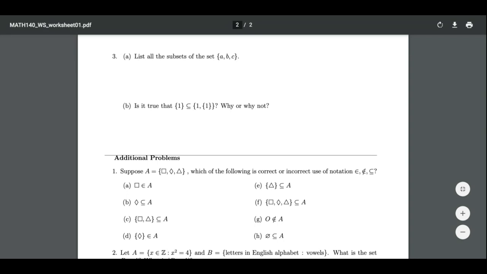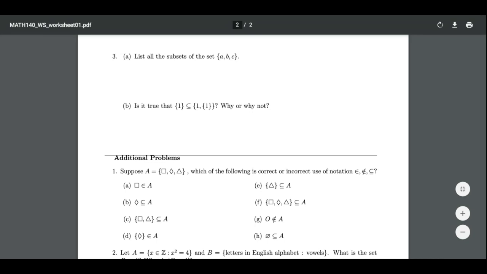Okay, looks great, but also make sure we use the right notation. Okay, remember how many subsets we should have? We should have 2 raised to 3, right? Because this set has 3 elements. So the size of this set is 3, so 2 raised to 3, we should have 8 subsets. Let's see who has 8 subsets.